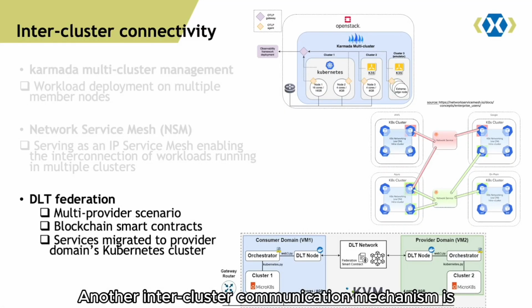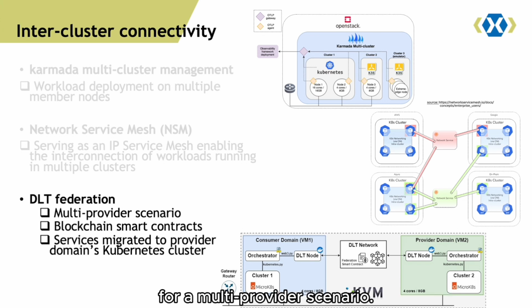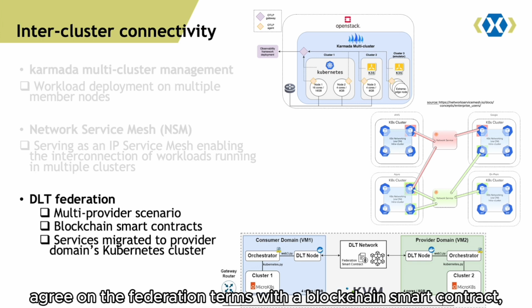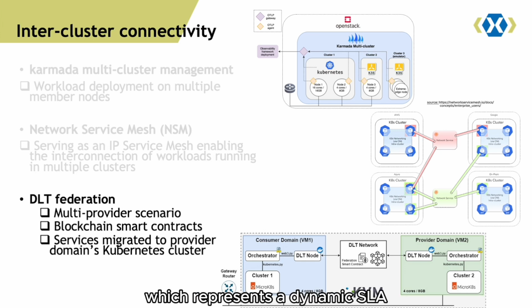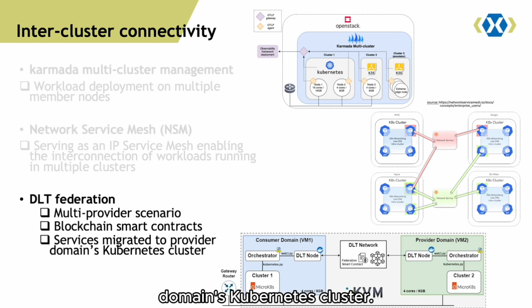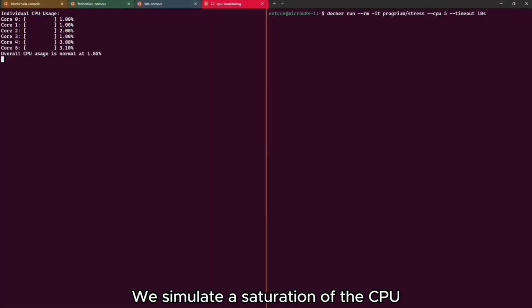Another inter-cluster communication mechanism is DLT federation, triggered by the consumer domain for a multi-provider scenario. In this scenario, the provider and consumer domains agree on the federation terms with a blockchain smart contract, which represents a dynamic SLA. And the object detector component is migrated to the provider domain's Kubernetes cluster. We will proceed with an indicative example. We simulate a saturation of the CPU that will trigger the federation.